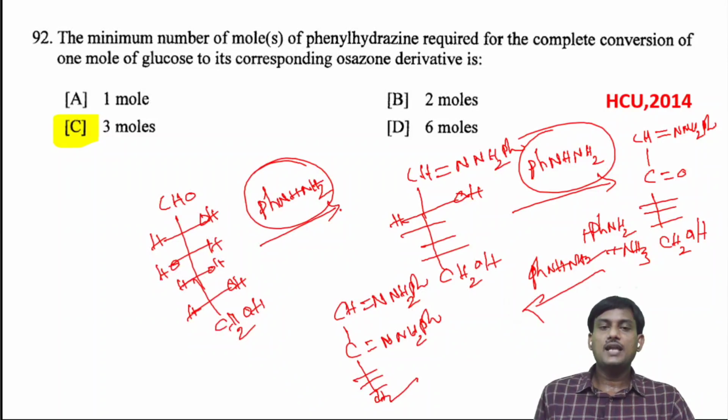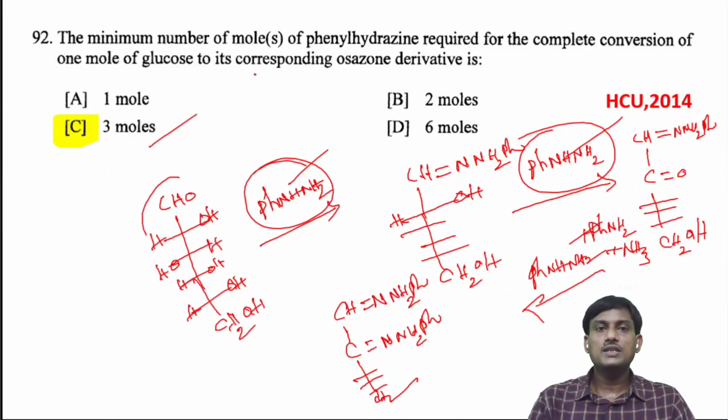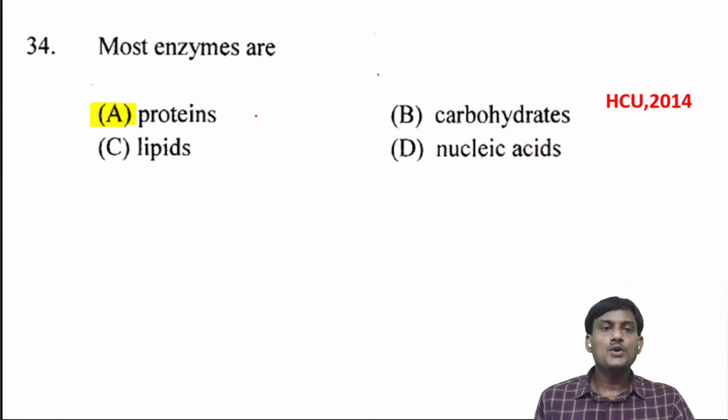So how many phenylhydrazines are used? For 1 mole of glucose we are using 3 moles of phenylhydrazine. So 3 is the correct option. Most of the enzymes are proteins.